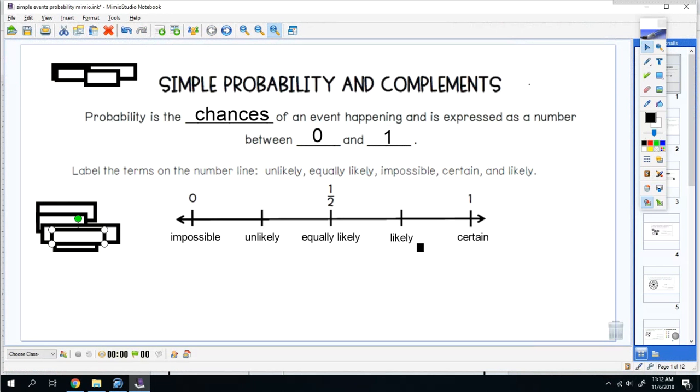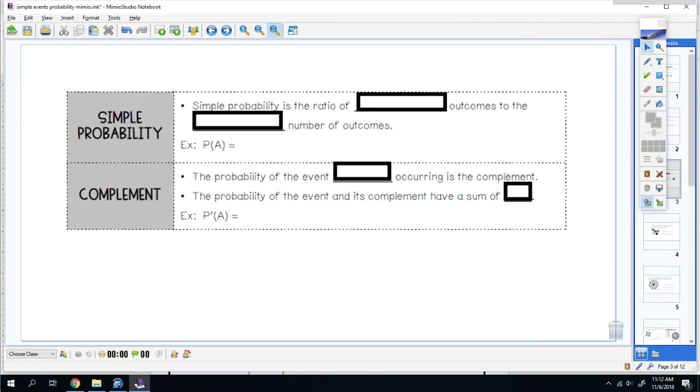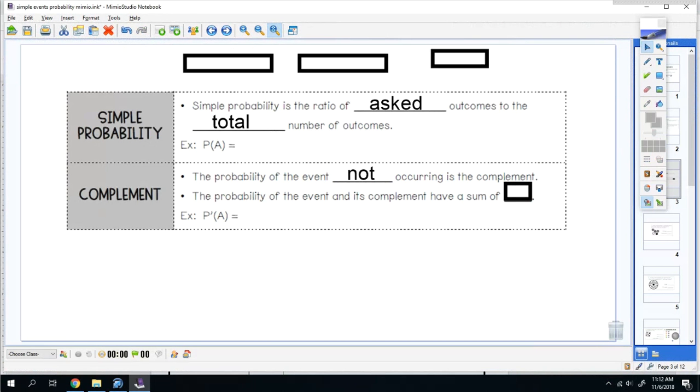Now, a lot of times you won't have to use these words to describe it. You'll actually find the probability. So we're going to skip this slide, and we're going to go on to what simple probability is. Simple probability is a ratio of the outcomes asked for, basically what you're looking for, to the total number. The complement is the probability of the event not occurring, and the probability of the event and its complement have a sum of 1. Basically, if you find the probability and then find the complement and add them together, it should equal 1.